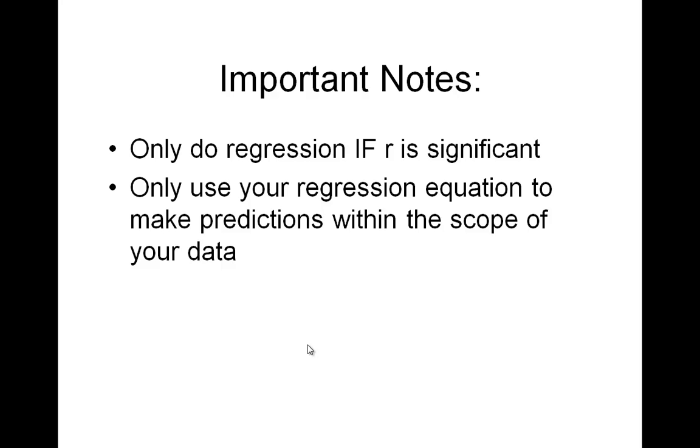And then the second thing is only use your regression equation to make predictions within the scope of your data. And again, I'll show that as well. But for example, if your X values only go between 1 and 10, it would be wrong to use that equation to predict what happens if x is 20 because you have no data to show that that trend continued. That trend could be good for a short window of time and then not continue. So when you make predictions, always stay within the scope of your data.